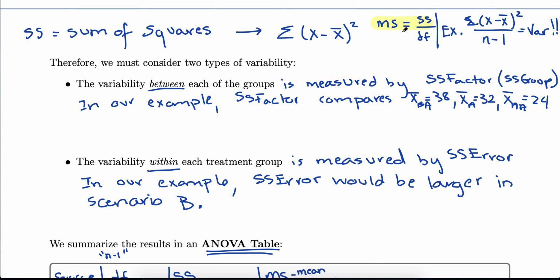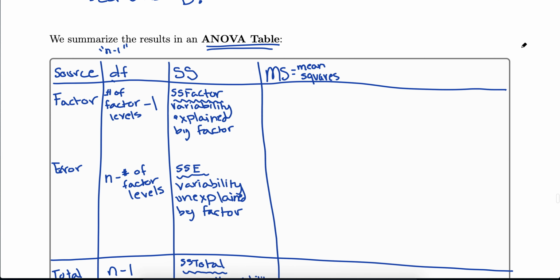If you have a highlighter handy, you might want to highlight this idea, and we'll write it in the table in a moment. But mean squares is making this sum of squares kind of a mean or an average by dividing by the degrees of freedom, which gives us a calculation for variance. So MS, mean squares factor is going to be equal to sum of squares factor over the degrees of freedom for the factor, which was number of levels minus 1.